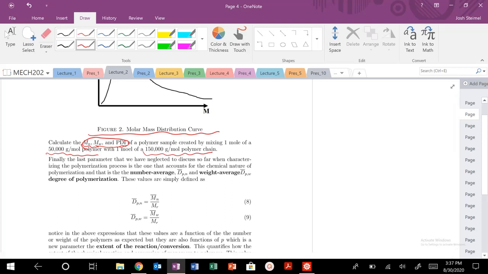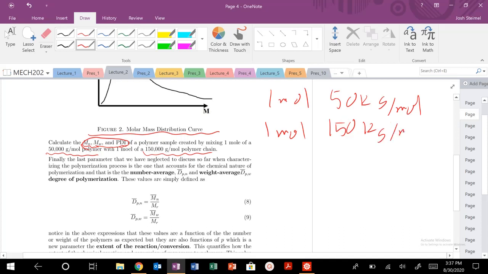How many polymers do we have? Well, we have 1 mole, or 6.0 times 10 to the 23. Again, you could calculate the number of particles. 1 mole of 50 kg per mole, and 1 mole of 150 kg per mole. So that is our distribution.